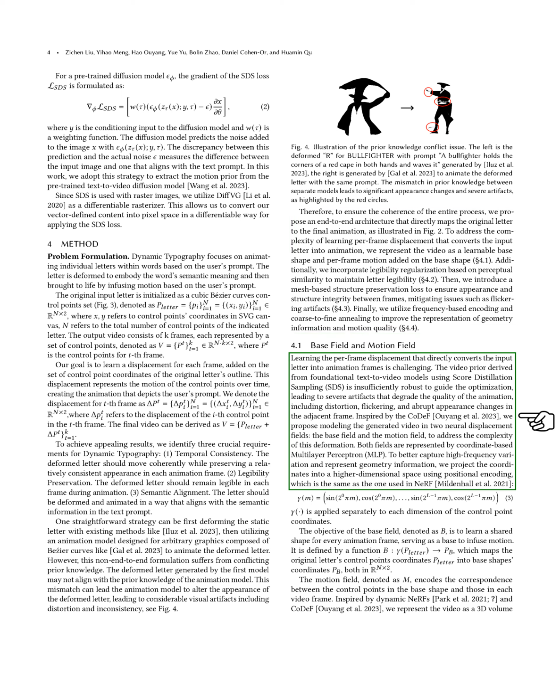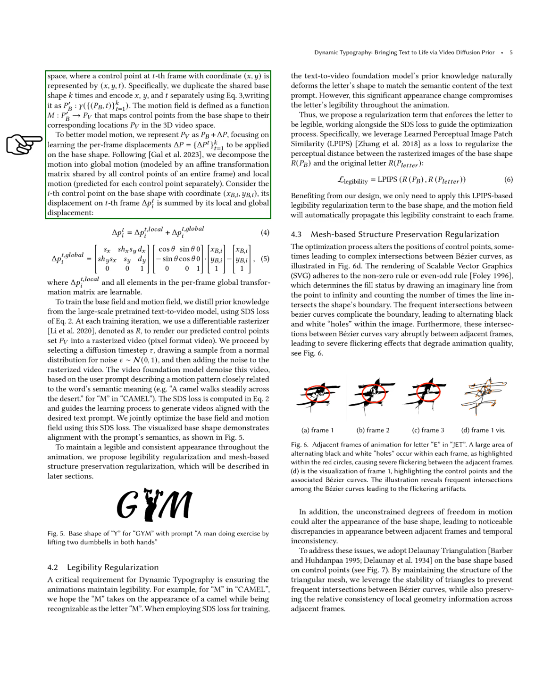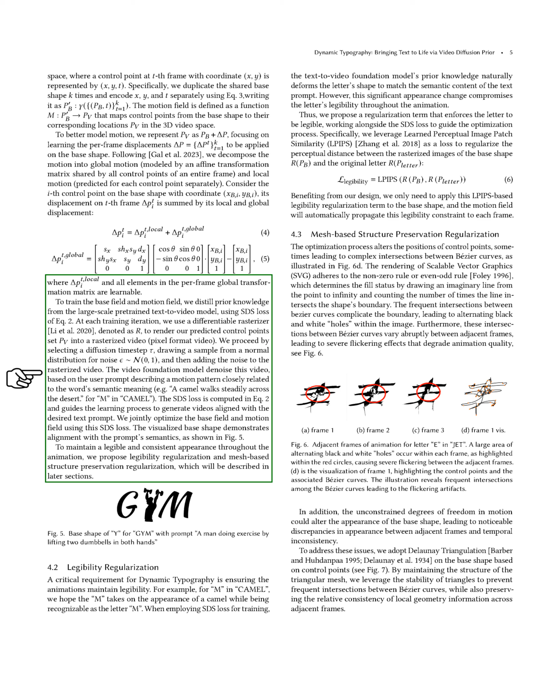We introduce two neural displacement fields, the base field and the motion field, to model the generated video. The base field learns a shared shape for every frame, serving as a base for adding motion. The motion field encodes the relationship between the control points in the base shape and those in each video frame. We decompose the motion into global and local components to better model the displacement for each control point. To train the base field and motion field, we use prior knowledge from a pre-trained text-to-video model and optimize using a differentiable rasterizer. We apply legibility regularization and structure preservation to maintain a consistent appearance throughout the video.